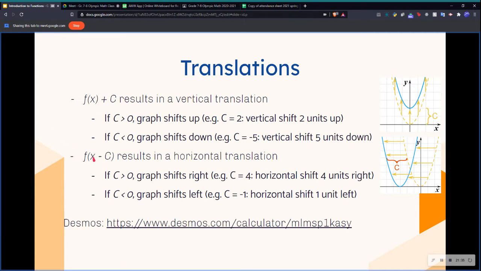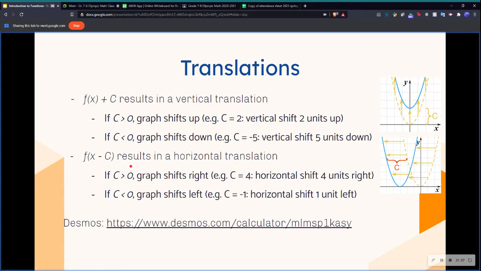Let's look at the next part. Instead of having c on the outside of the function, we have it as part of the input of the function. So here we have f, and its input is x minus c. Now this results in a horizontal translation, so now you're moving left and right. There are two cases for this.